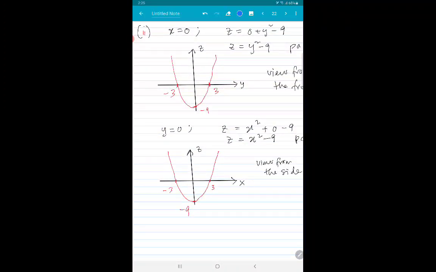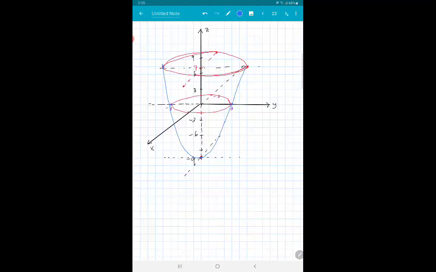This is the view from the side when y is 0. When y is 0, we have a parabola open upwards as well. It intersects the x-axis at 3 and -3, and it intersects the z-axis at -9. Now going back here, we can see that it will intersect this point, and also here and here. That would be on the x-axis. So we just sketch the parabola.